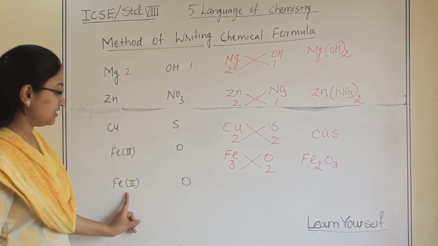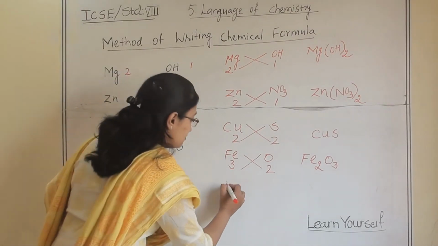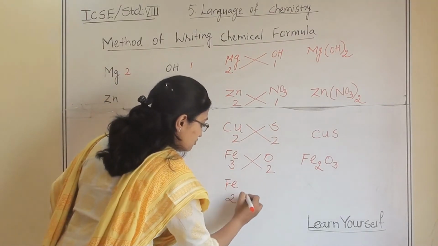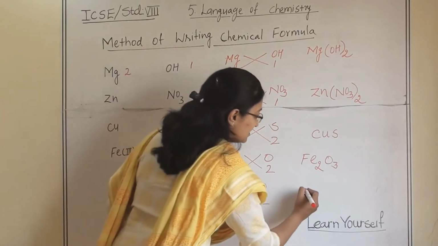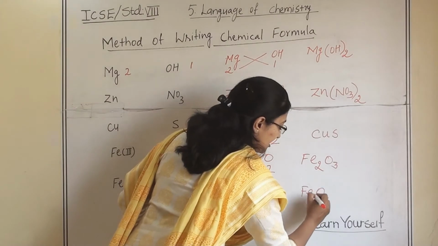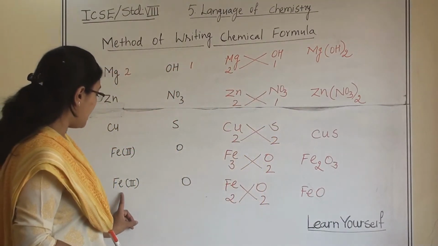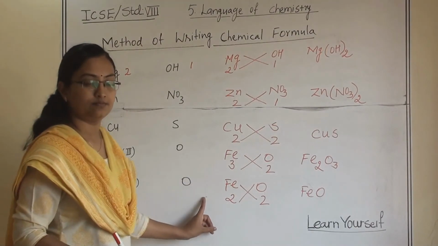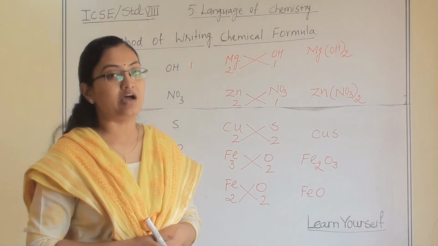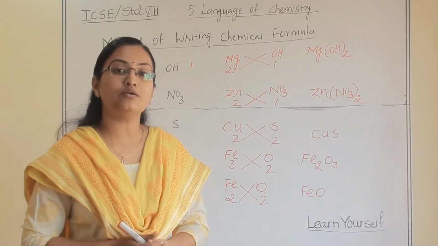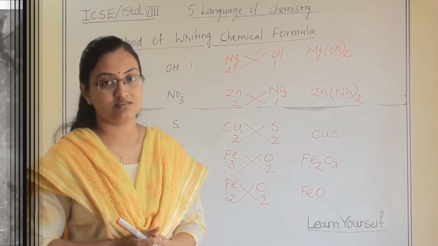Now the same one with Fe's valency as 2. So here we are going to mention Fe2, oxygen is also 2. So when we are crossing them, it is going to be FeO. So it is iron oxide. So this is the way we write molecular formulas. Again, it is very important to remember all the symbols and their valencies.